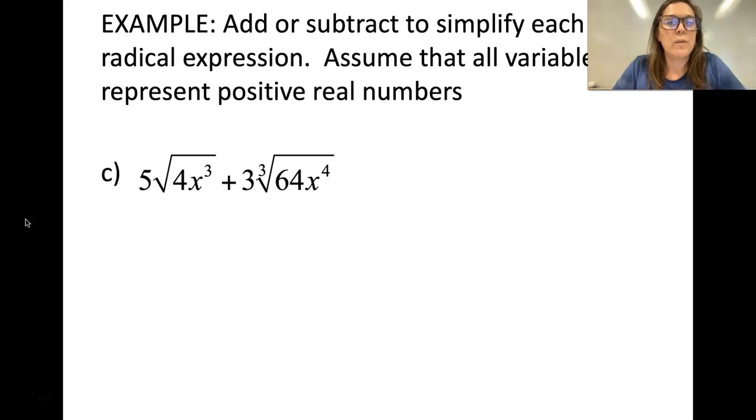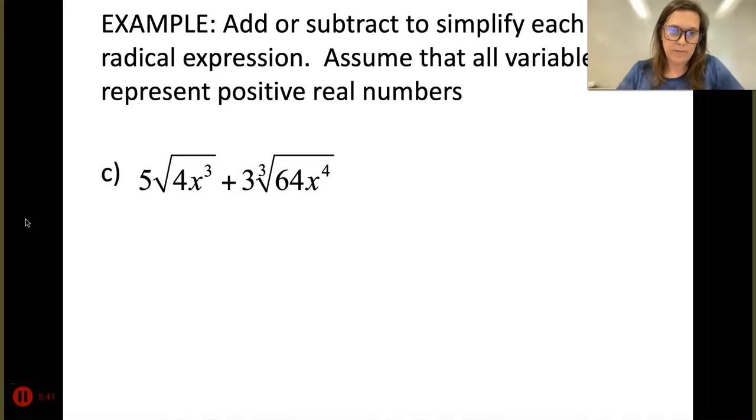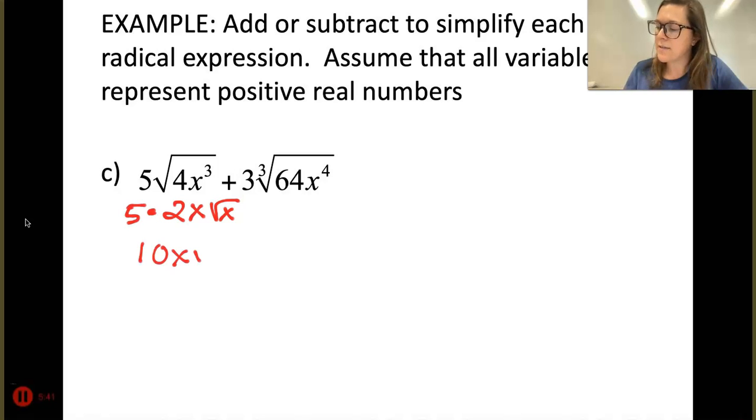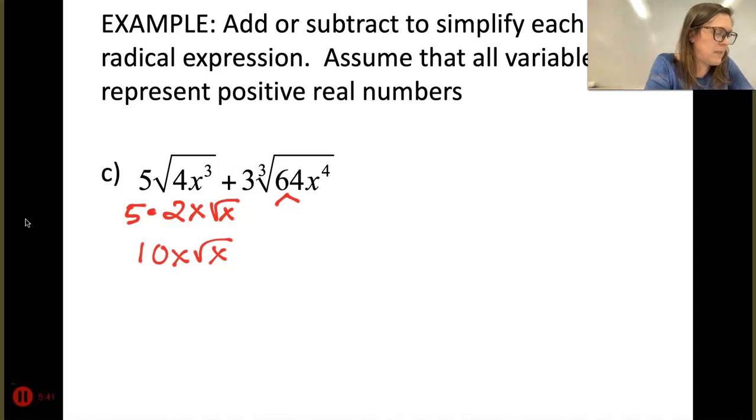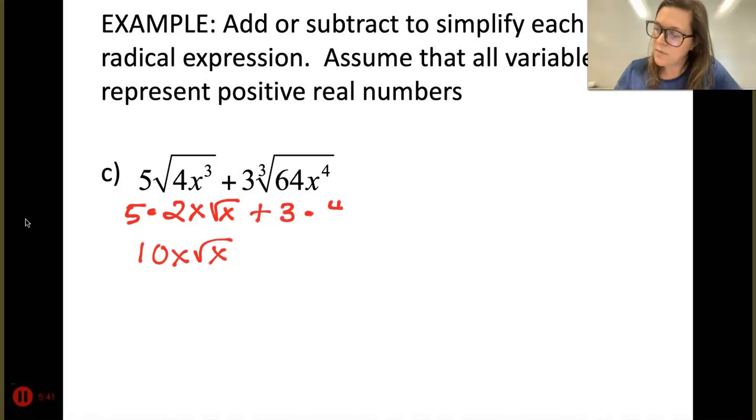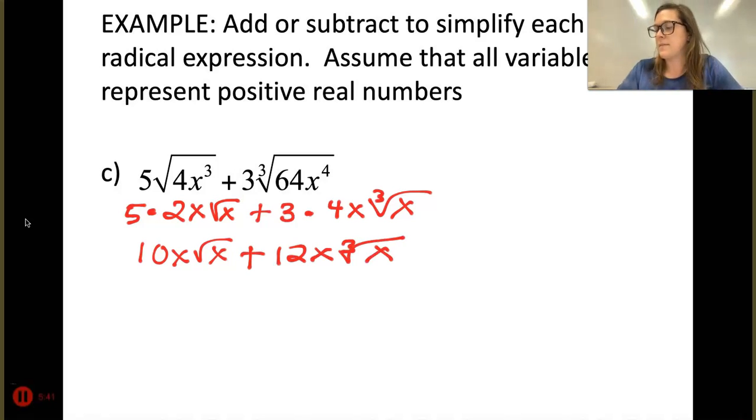Here we have 5 square roots of 4x to the third plus 3 cube roots of 64x to the fourth. Let's go ahead and simplify everything. I don't think we're going to be able to simplify any further. The square root of 4 is 2. That becomes an x, square root of x for x cubed, multiplied by 5, so 10x square root of x. 64, I think that's a perfect cube, isn't it? 64 to the 1/3 power is 4. Yep, that is a perfect cube. So that becomes 3 times 4. It looks like we're going to get an x out and then a cube root of x. So plus 12x cube roots of x.